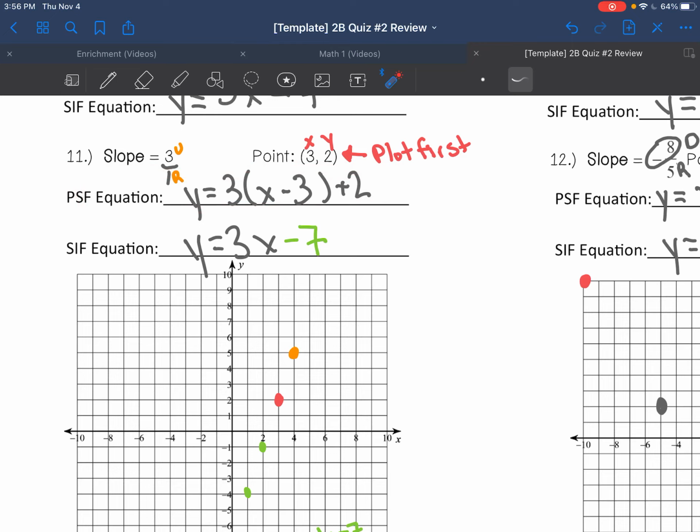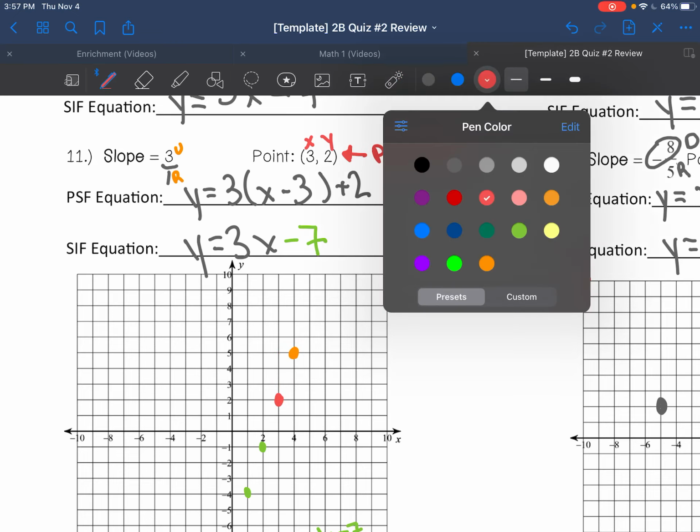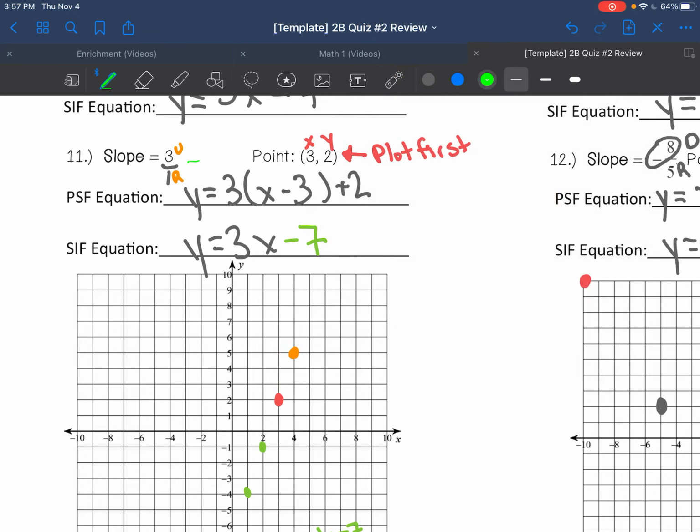When we graph, though, we first want to plot our point, which is an x value of 3 and a y value of 2. So we find x is 3 and y is 2, and that's how we get this pink point here. Now our slope tells us to go up 3 and right 1, and when we do that, well, that's getting further away from us finding the y-intercept. So what we have to do is go ahead and do the opposite movement, which is going to be down 3, left 1.